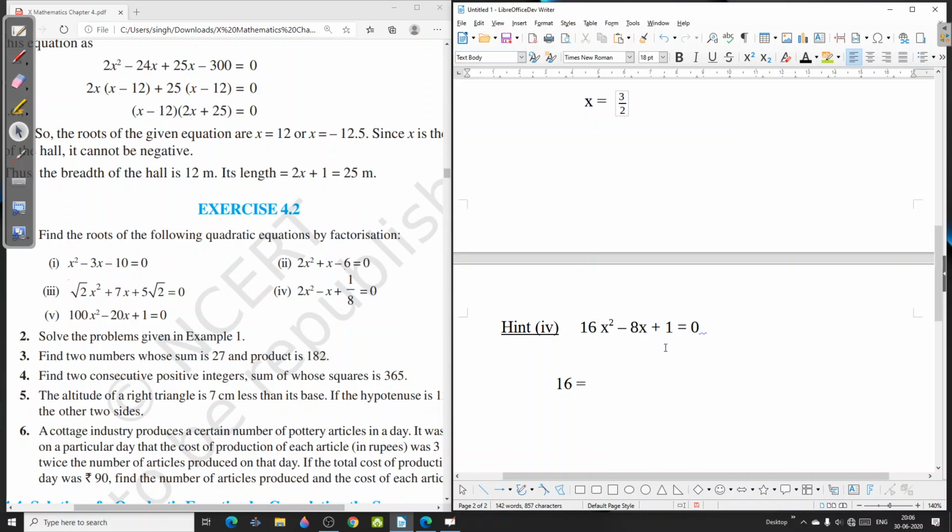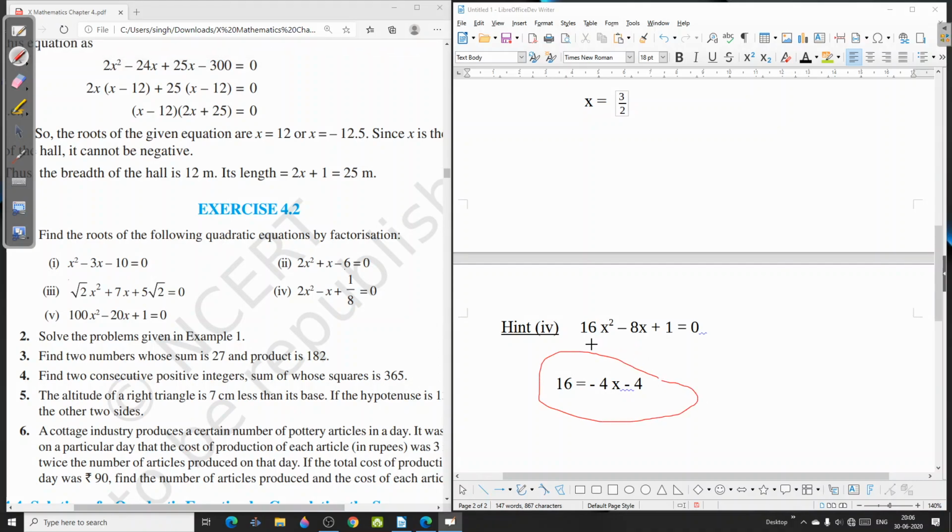Now, whenever the middle term is negative, take both the factors of AC as negative. So, 16 is our product of A and C. We will take the factors of 16 both as negative. So, that will be minus 4 and minus 4, because if you multiply minus 4 and minus 4, we will get 16, and on adding them we get minus 8. So, our factorization of 16 will be minus 4 into minus 4. You can see that this is minus 4 and this is minus 4. If you multiply them, you will get 16, and on adding them, you will get minus 8. So, this is the hint of the fourth part.